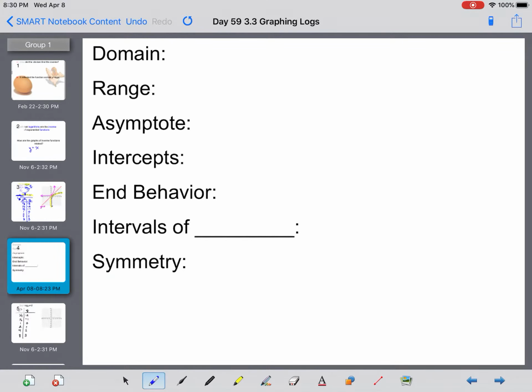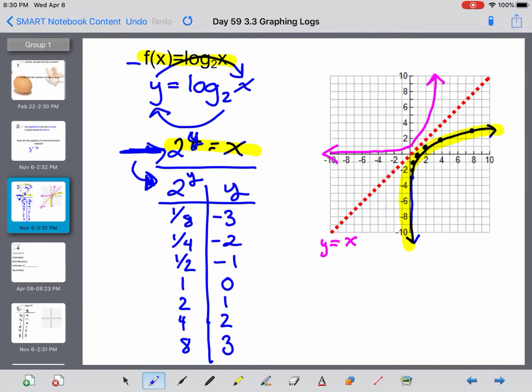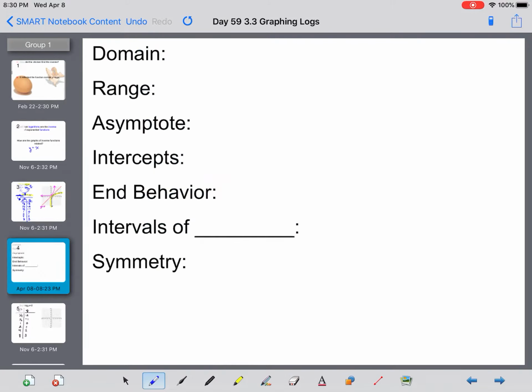Let's start with the domain. So notice here, I do have some domain issues. My x values can get really, really close to 0, but they can never actually equal 0. I'm asymptotic to that x equals 0 value because I can get really, really close to it, but I can't actually ever equal 0. So for my domain, I'm going to be 0 to infinity.